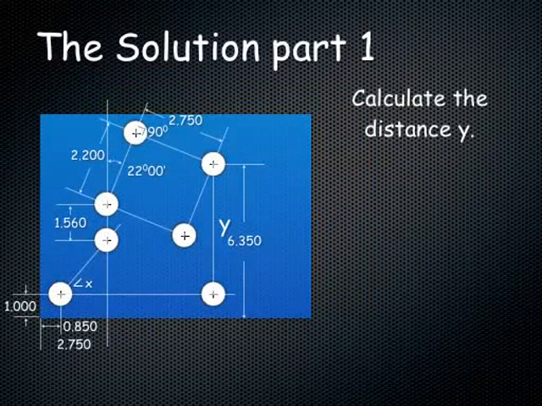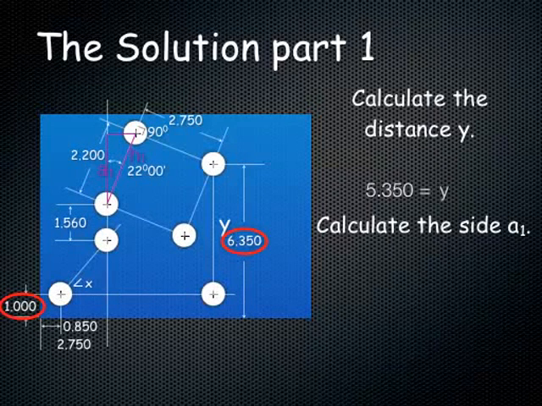First, we'll start with the calculation of this distance y. 6.350 minus 1 gives us 5.350. That's y. Now let's calculate this triangle.